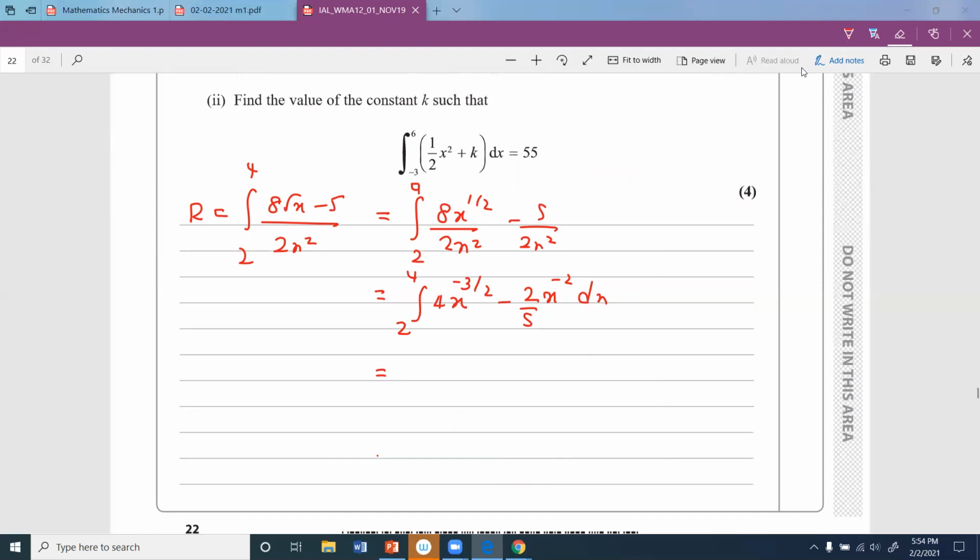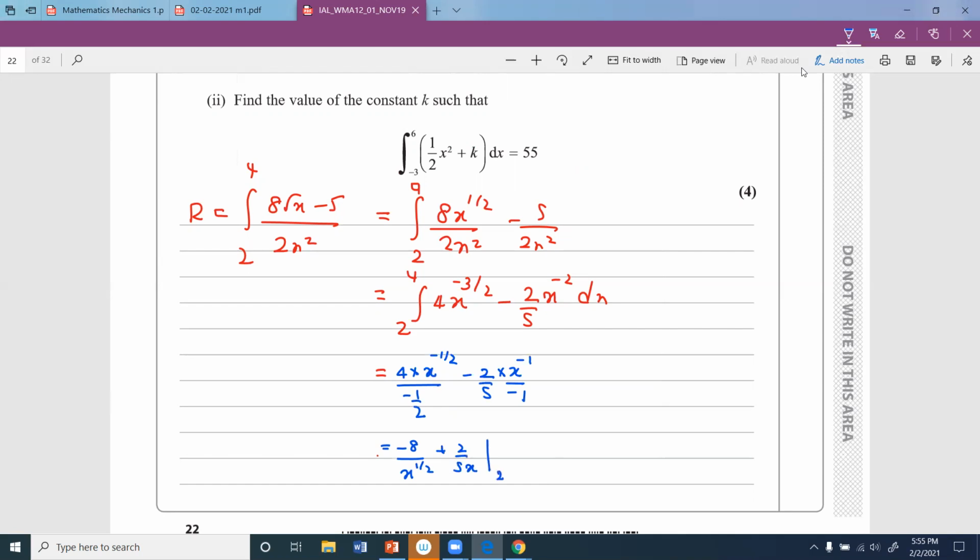Okay, sir. Because when you take it up, the power turns negative, right? This is 4 times x to the power minus 3 over 2 plus 1, which is minus 1 over 2, divided by minus 1 over 2, minus 2 over 5 times x to the power minus 2 plus 1, which is minus 1, over minus 1. We'll do it nicely, otherwise you don't get it perfectly. It turns to minus 8 x to the power minus half, which you can say is x to the power half, and minus minus turns to plus 2 over 5. You can write it like this.